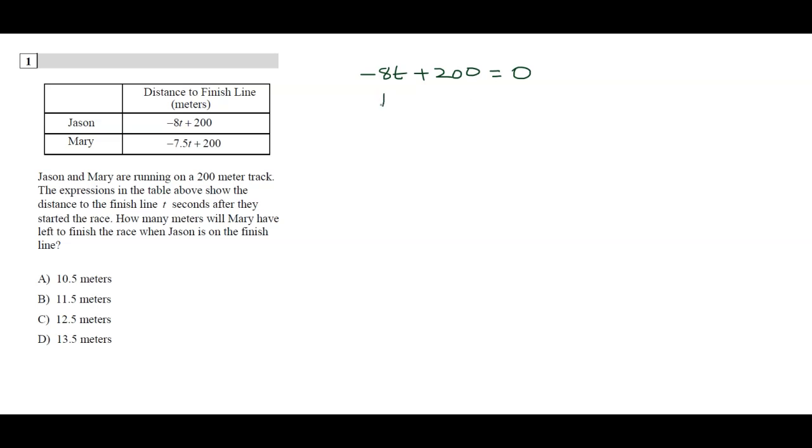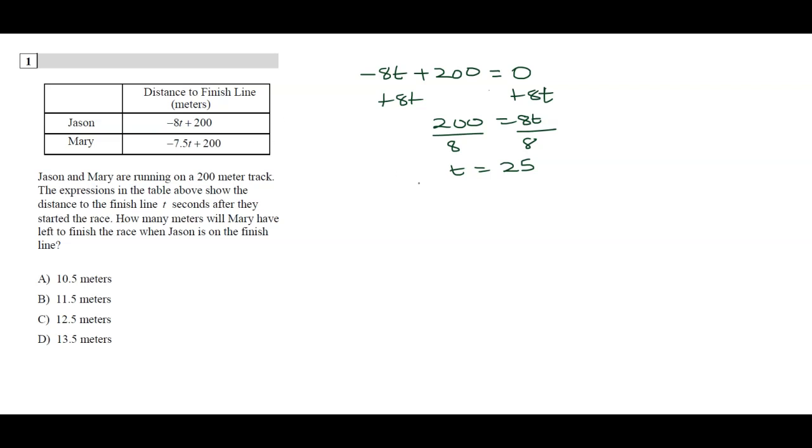So now we're going to add 8t to both sides. Okay, so 200 is equal to 8t, and then we divide by 8. So we have t is equal to 25. So what we're saying here is that after 25 seconds, Jason is going to finish, or complete, his race.